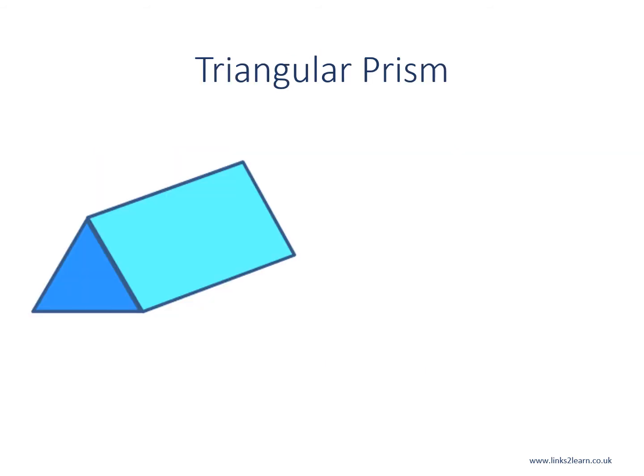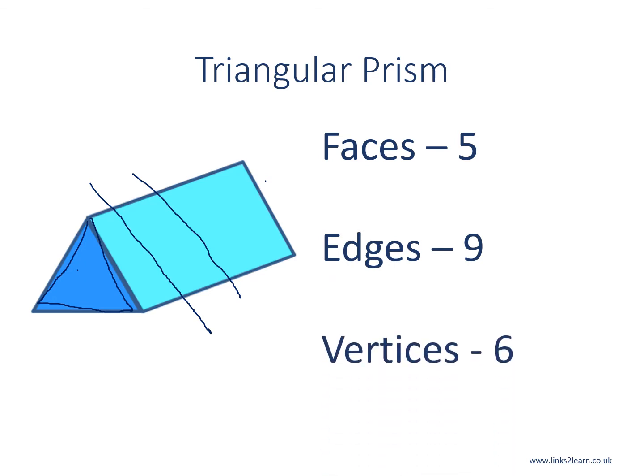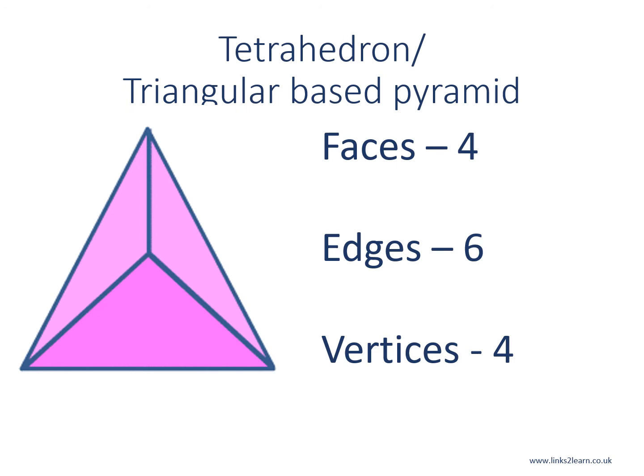Okay, next up we've got our triangular prism. Remember, a prism means it's the same. If you were to cut through that, it would be the same each time. This one's a triangular prism because the face at either end is a triangle. We've looked at pentagonal prisms, hexagonal prisms, octagonal prisms, depending on whatever 2D shape is making up the top and bottom of this prism here. So let's look at the properties of it. We've got 5 faces, so the 2 triangles and then the 3 rectangles, 9 edges, and the 6 vertices.